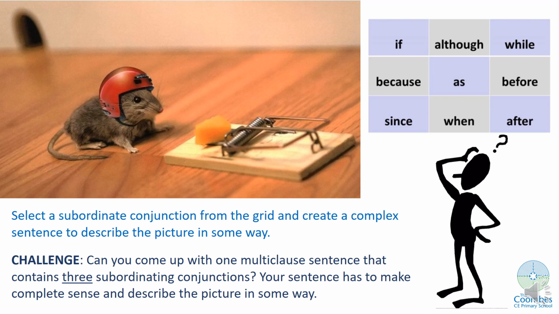Your task is to select a subordinating conjunction from the grid and create a complex sentence to describe the picture in some way. Now, you can write those sentences down, or you could just say them to somebody if there's a grown-up helping you with your work.